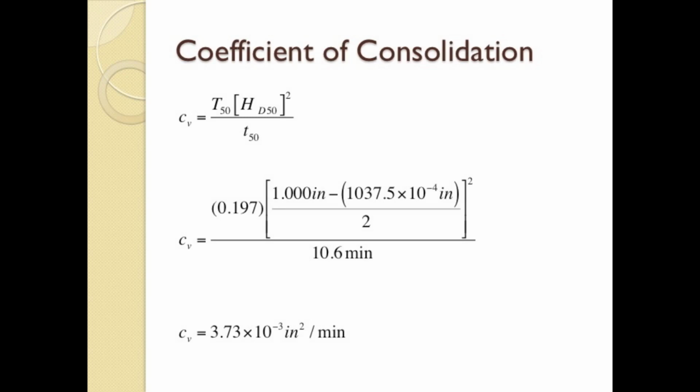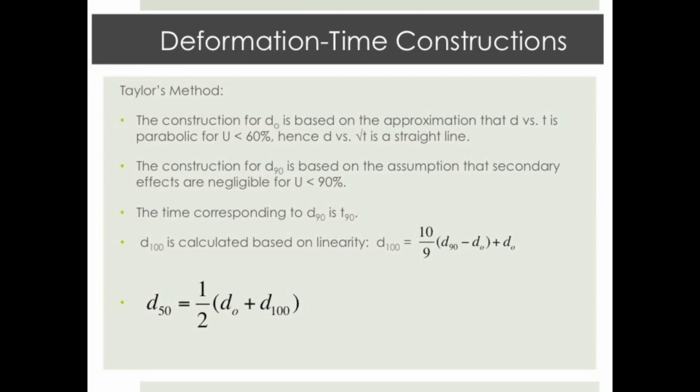The deformation corresponding to 50% consolidation was measured to 10 to the minus 4 inches. Therefore, the initial sample height minus the deformation at 50% consolidation divided by 2 is the height of the longest drainage path of the clay layer for a void. Finally, the coefficient of consolidation comes to 3.73 times 10 to the minus 3 square inches per minute.